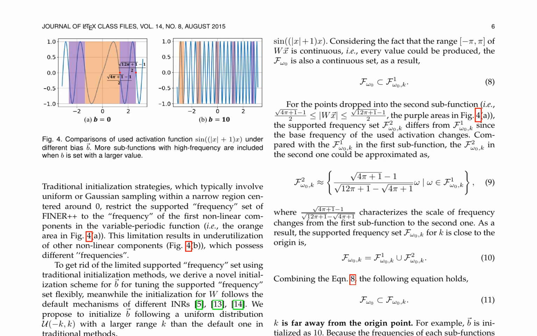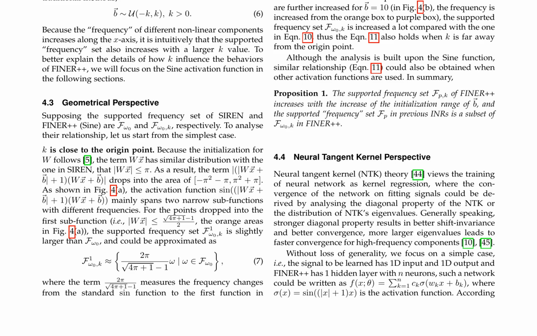They demonstrate that the supported frequency set F(ω0, k) of FINER++ increases with the increase of the initialization range of b, and the supported frequency set Fp in previous INRs is a subset of F(ω0, k) in FINER++. Additionally, they discuss the neural tangent kernel perspective, viewing the training of neural networks as kernel regression, and analyzing the diagonal property of the NTK or the distribution of NTK's eigenvalues to understand the convergence of the network on fitting signals.